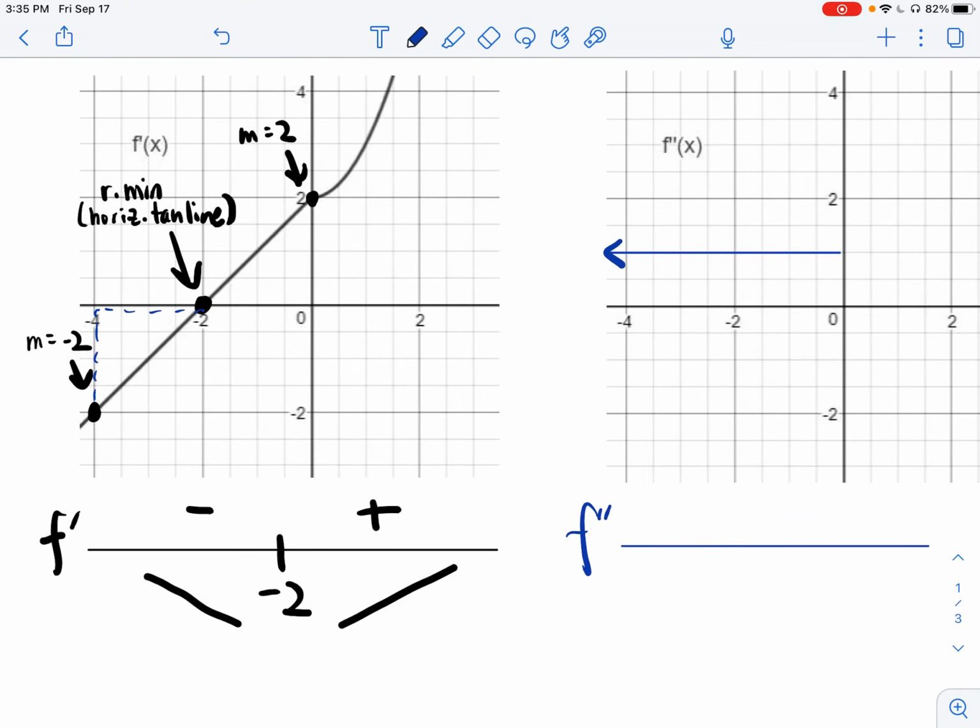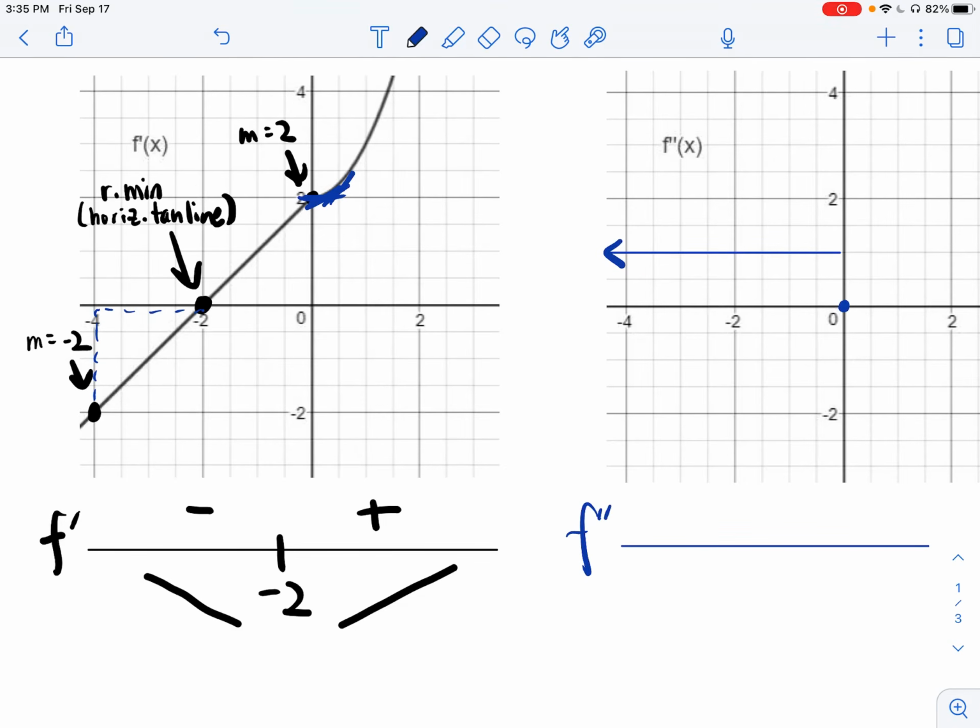Well, at x is equal to 0, it looks like we have a horizontal tangent line. So that means our slope would have to start here at 0. But after that, the tangent lines start to increase. They stay kind of flat early on, but they start to increase pretty dramatically after that. The main thing that we have to understand here is that the tangent line slopes are changing. They're not going to be constant.